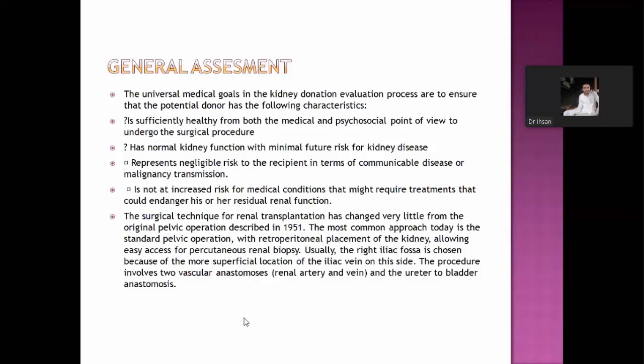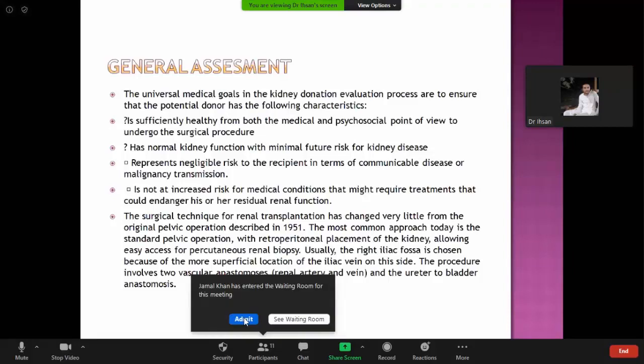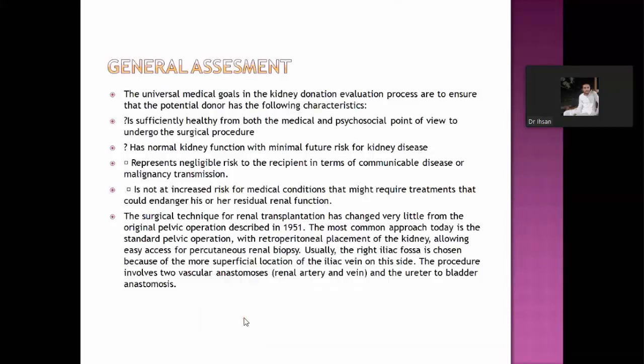The surgical technique for renal transplantation has changed very little from the original pelvic operation described in 1951. The most common approach today is the standard pelvic operation with retroperitoneal placement of the kidney, allowing easy access for percutaneous renal biopsy. Usually the right iliac fossa is chosen because of the more superficial location of the iliac vein on this side. The procedure involves two vascular anastomoses, renal artery and renal vein, and the bladder to bladder anastomosis.